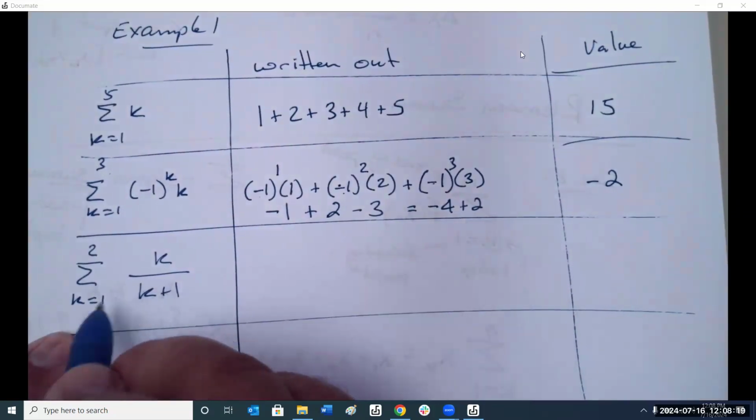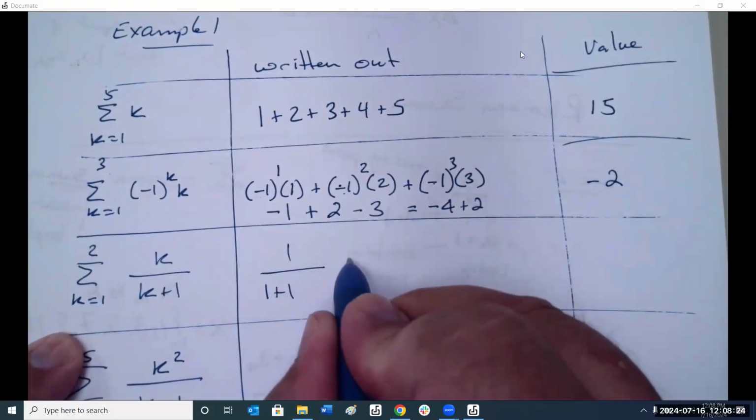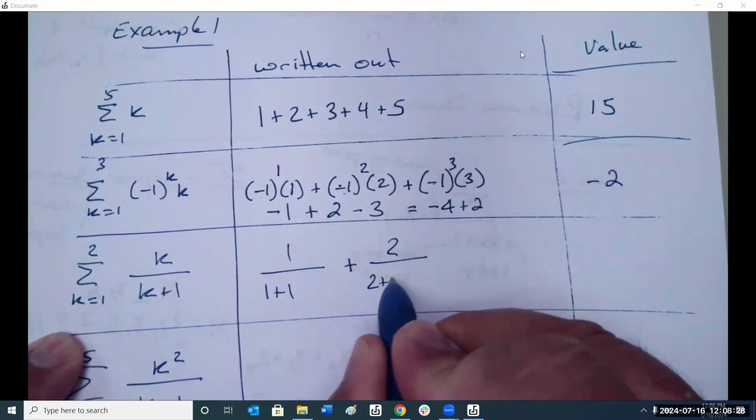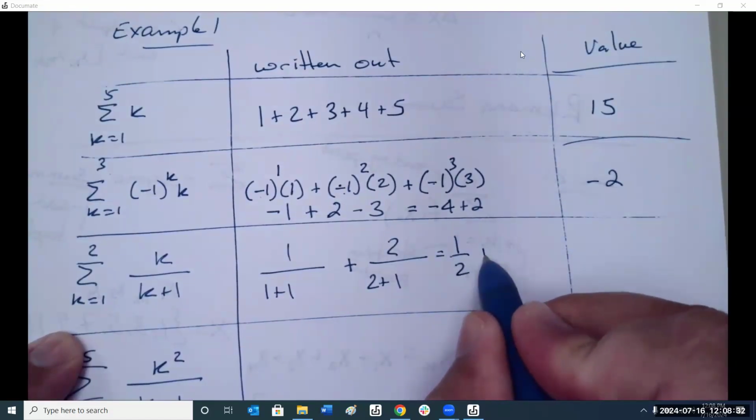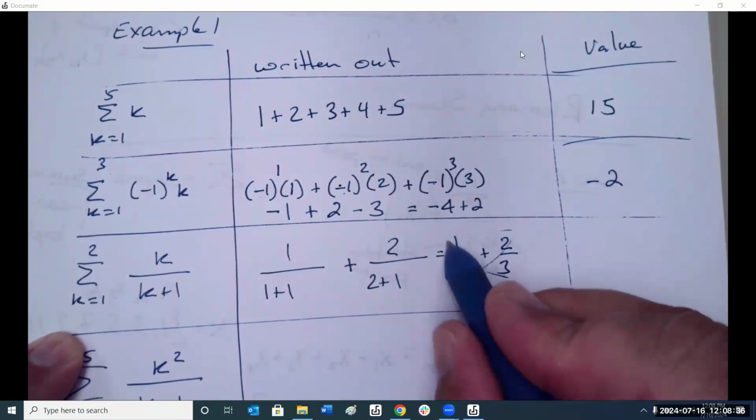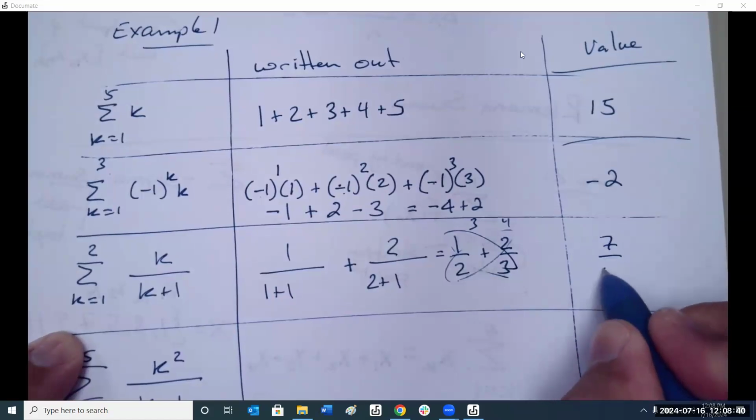And the next one, k starts off at 1, so it's 1 over 1 plus 1, plus 2 over 2 plus 1. Makes it 1 over 2 plus 2 over 3. Add those, I get 7 over 6.